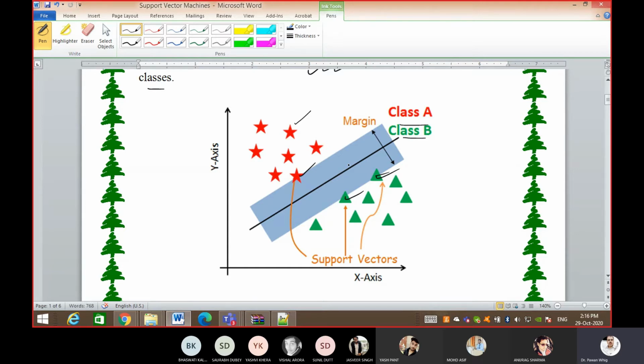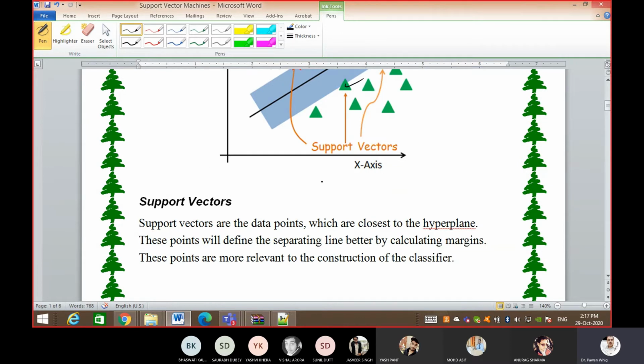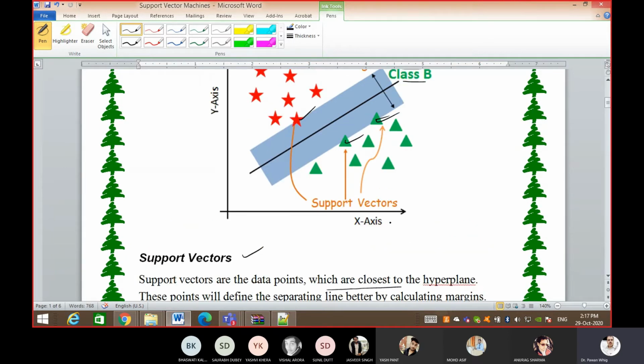So I hope you understand. These are the support vectors. Support vectors are the data points which are on the margin boundary. Let me discuss it in detail. Support vectors are the data points which are closest to the hyperplane. This blue color that I show you is what we call the hyperplane or a margin.